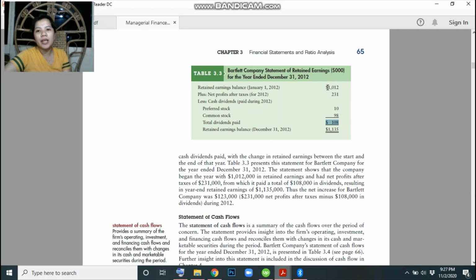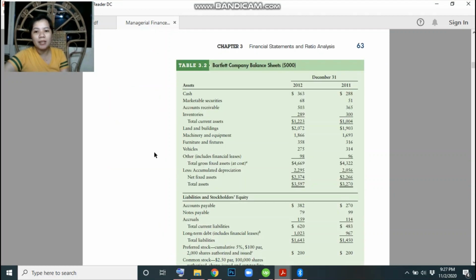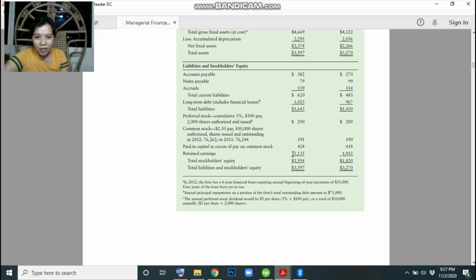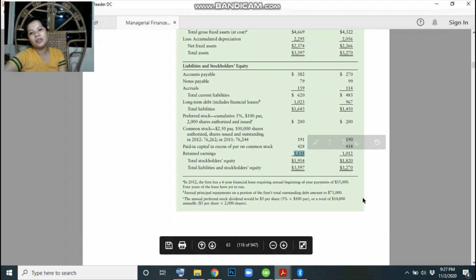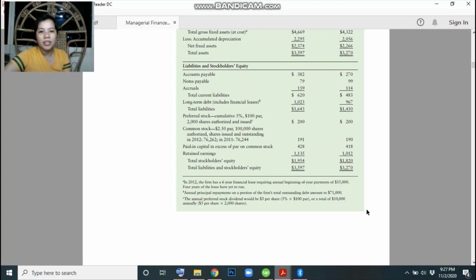So, the retained earnings on January 1, 2012 plus the net profit after taxes for 2012 of 231,000, minus the dividends paid by the company to preferred and common stockholders, gives a retained earnings balance by December 31, 2012 of 1,135,000. And if you look at the balance sheet, class, that is correct. That is the statement of retained earnings.